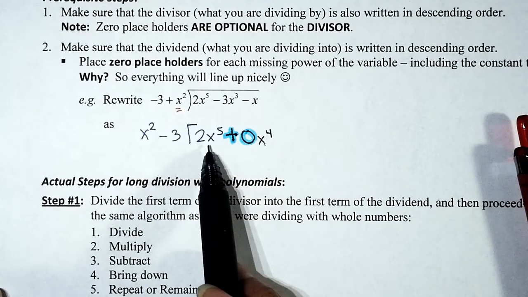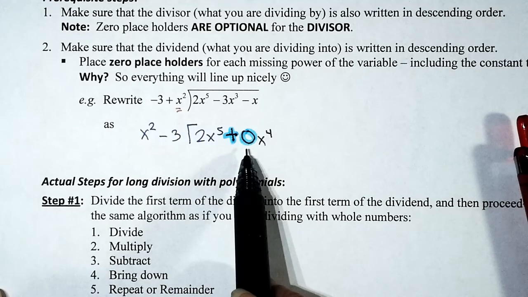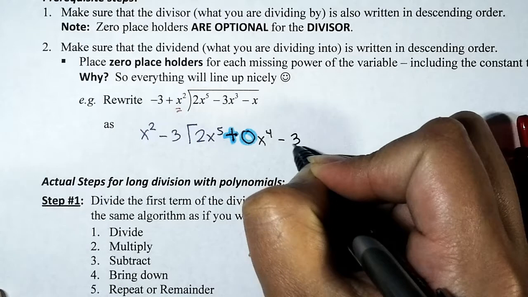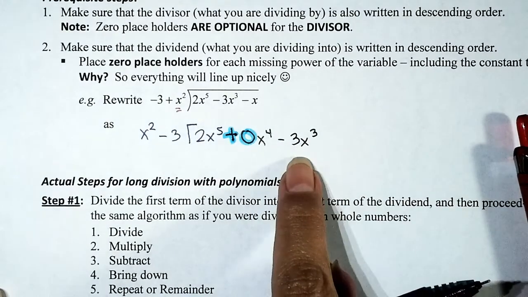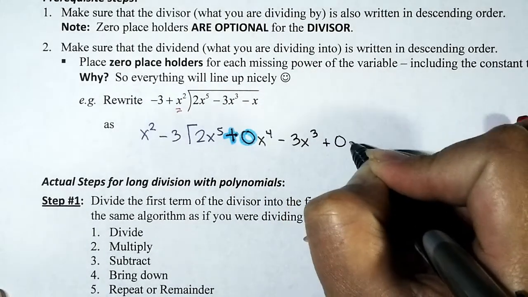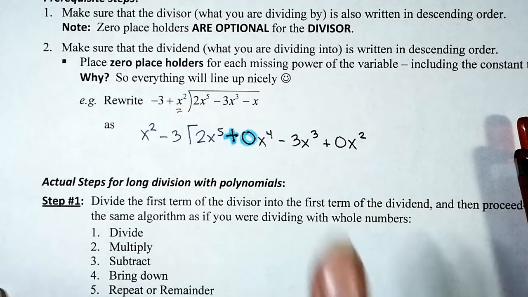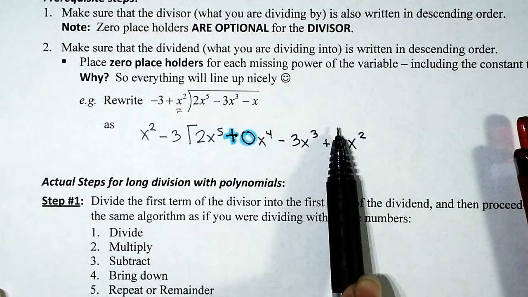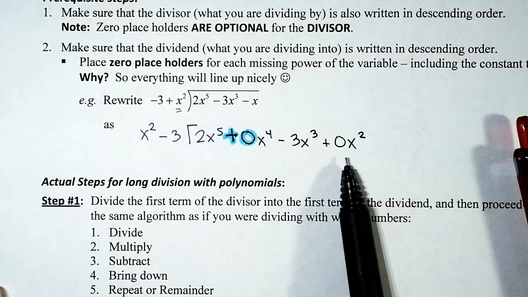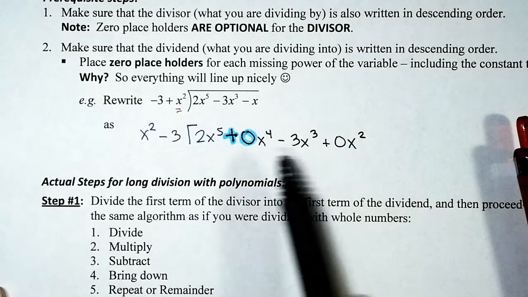So we have x to the 5th, a 0 placeholder for x to the 4th. Do we have an x to the 3rd? Yes. Keep going down. We should have an x to the 2nd. We don't, so another 0 placeholder. Why do we have to put a 0? If we just put plus x squared, adding x squared to this expression is going to change its meaning. But if we write x squared times 0, we're just adding 0 in a weird way, and adding 0 is not going to change my expression.